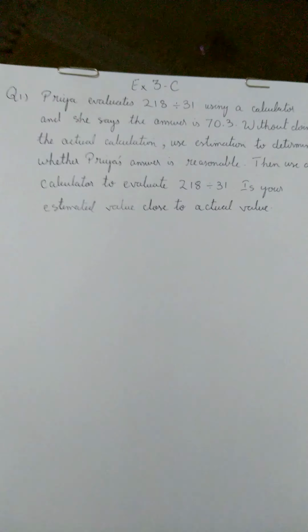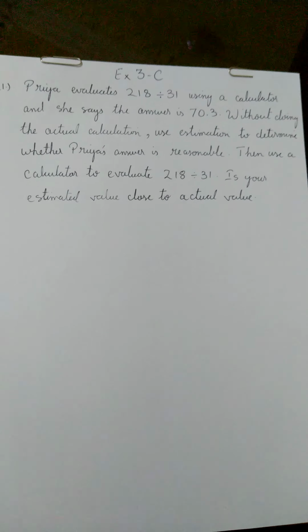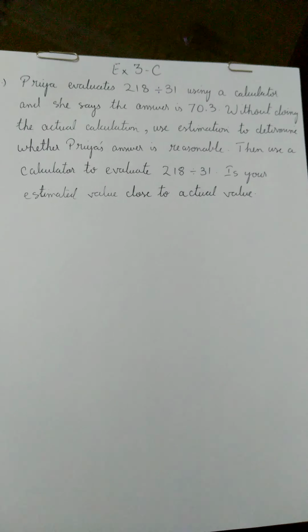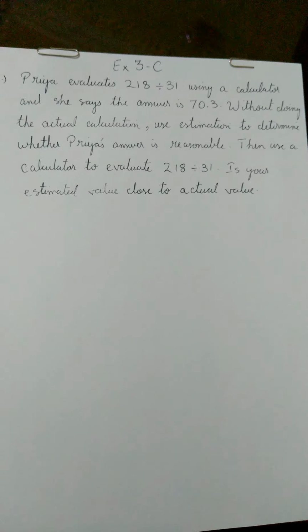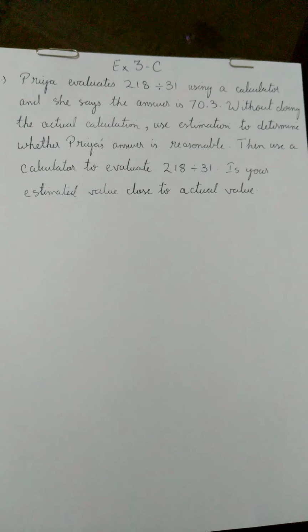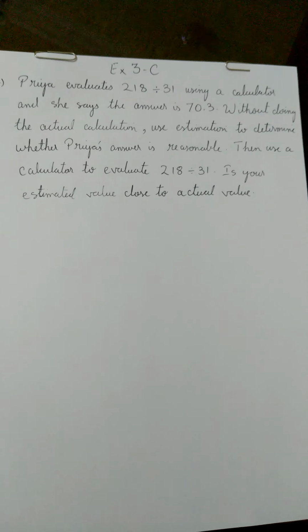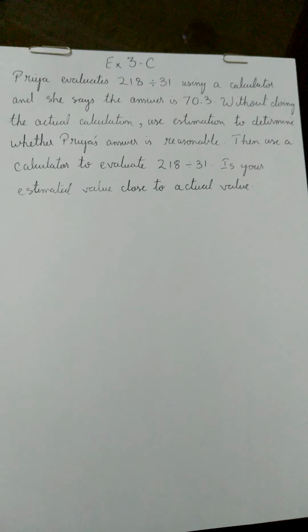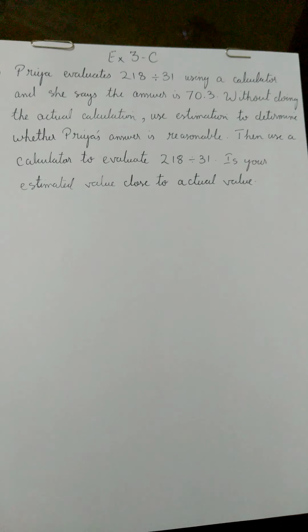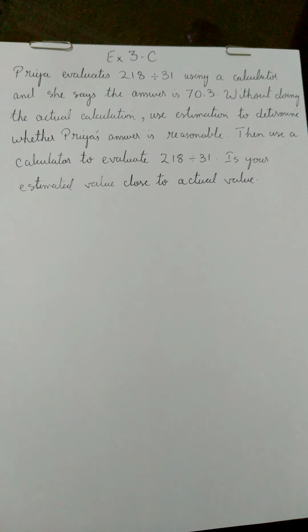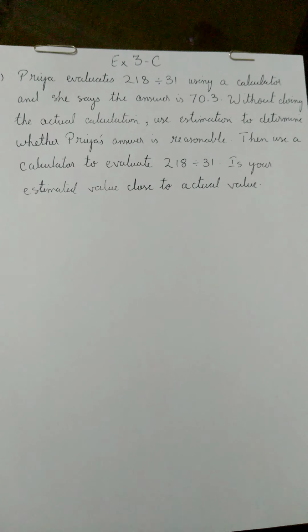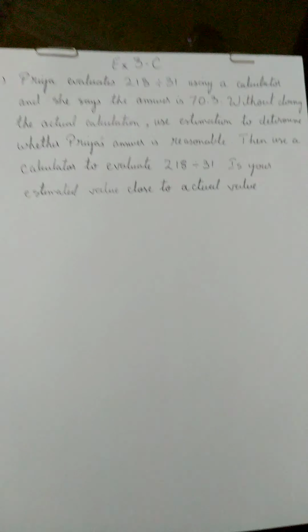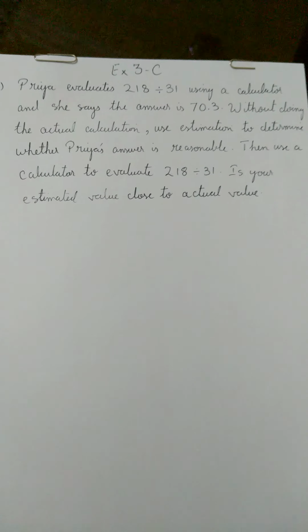Here we have exercise 3C, question number 1. It says Priya evaluates 218 divided by 31 using a calculator, and she says the answer is 70.3. Without doing the actual calculation, use estimation to determine whether Priya's answer is reasonable. Then use a calculator to evaluate 218 divided by 31. Is your estimated value close to the actual value?